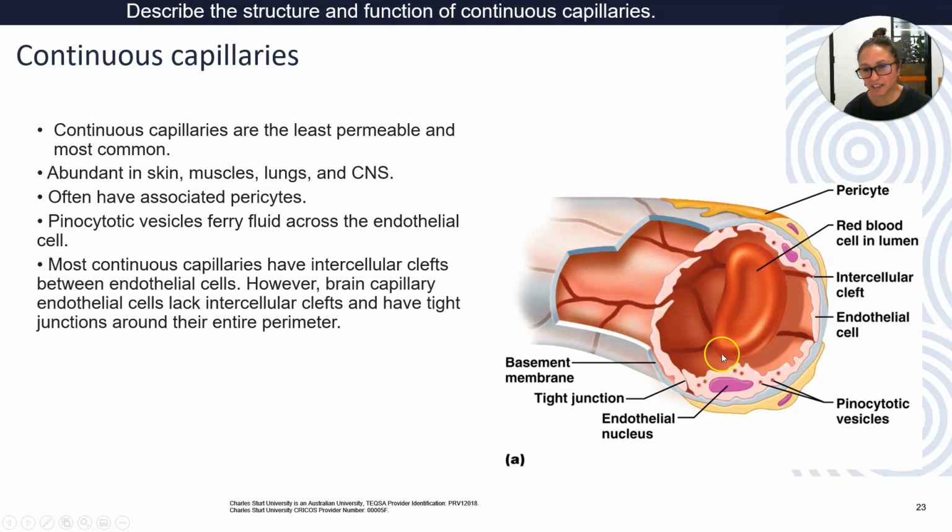So if you want to get anything from the blood to the tissue, we have to go through the endothelial cells. Okay, so some of them have little gaps, some of them don't. So the point here is to have this capillary really, really tight so it controls what is moving from the blood into the tissue. It's very, very tightly controlled.